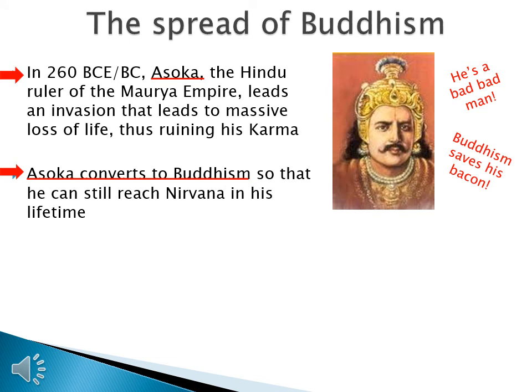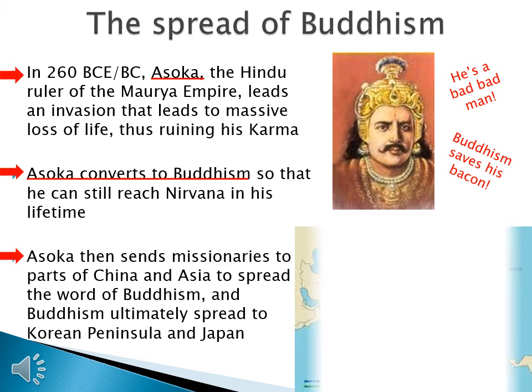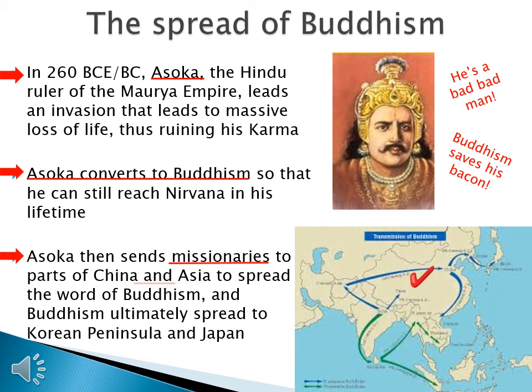He becomes a Buddhist and he will be able to reach nirvana in his lifetime. Because of this, Ashoka then sends missionaries to parts of China and Asia to spread the word of Buddhism, and Buddhism will ultimately spread to the Korean Peninsula and Japan. Buddhists are in China, they're in Korea, they're in Japan, they're in parts of Southeast Asia. That's it for this lecture, and I look forward to seeing you in class.